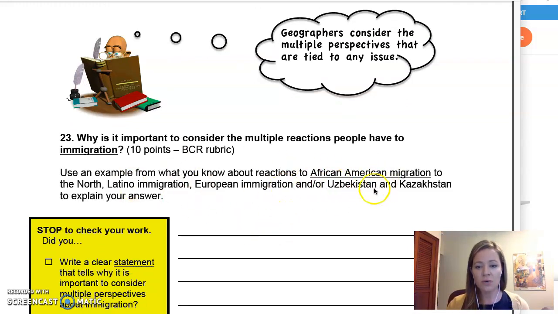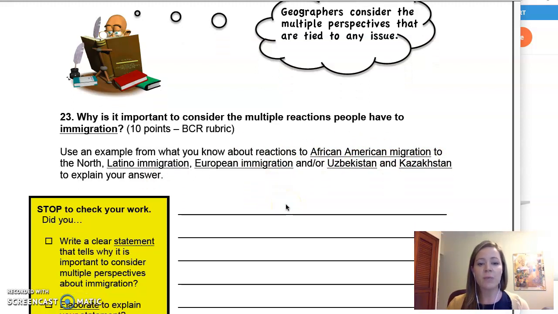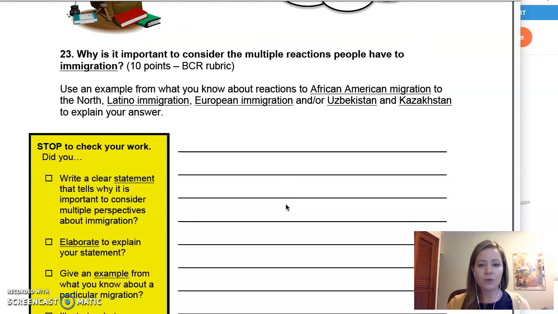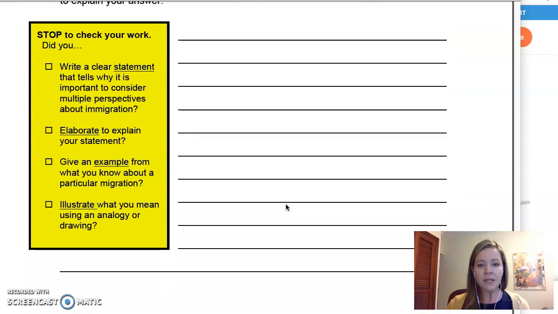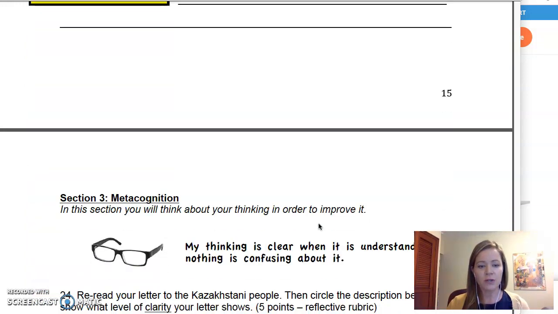We also said you can use this example of Uzbekistan, Kazakhstan. These were the other contexts that they studied in class. We want them to use examples from what they know to explain their answer about what's most important to consider about multiple reactions that people have towards immigration. And so we want them to consider multiple perspectives. That's what we're looking for in this particular case.